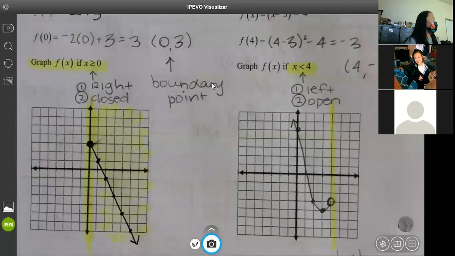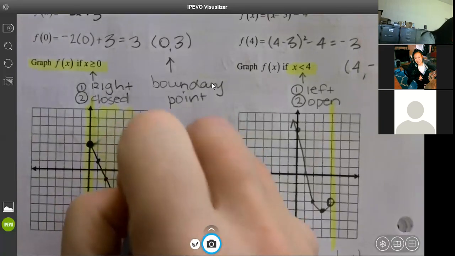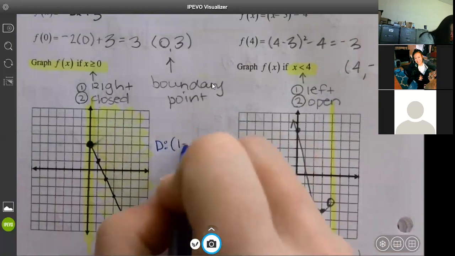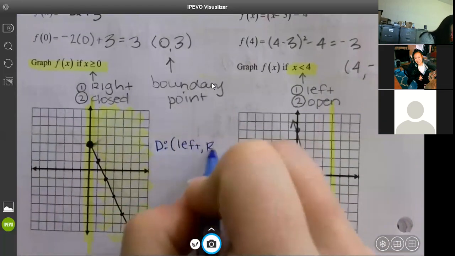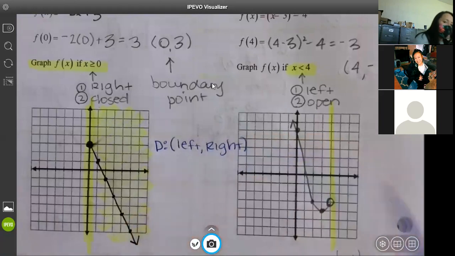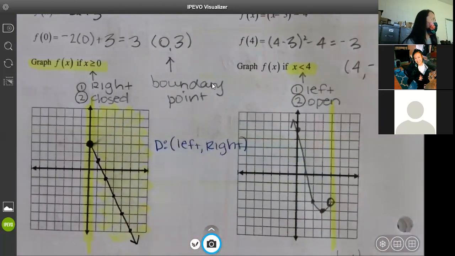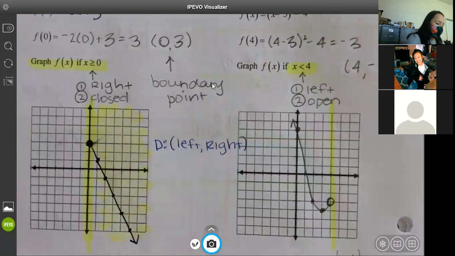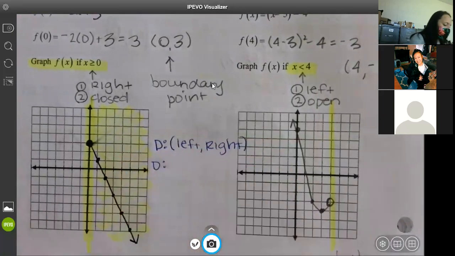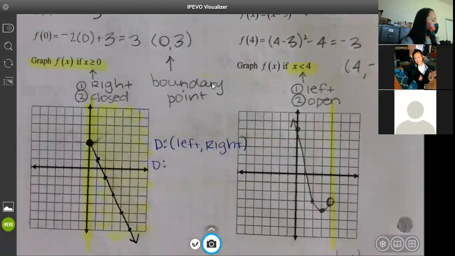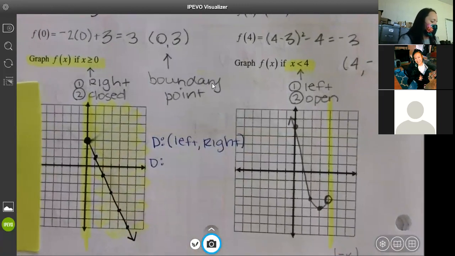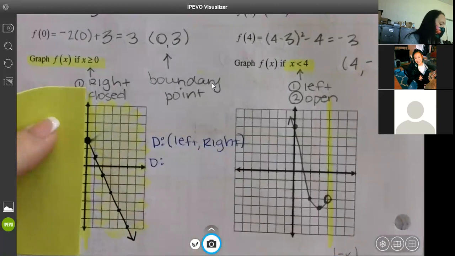Remember, this is domain restriction, so your domain is not going to be negative to positive infinity anymore. When we look at our domain, remember that is how far left to how far right. Sometimes it'll have parentheses, sometimes it'll have brackets. On this one, what is the leftmost point that we have? If you need to, use your paper, go all the way across left to right till you get to a point. What's your leftmost point? 0.